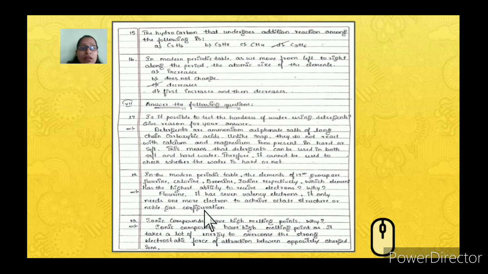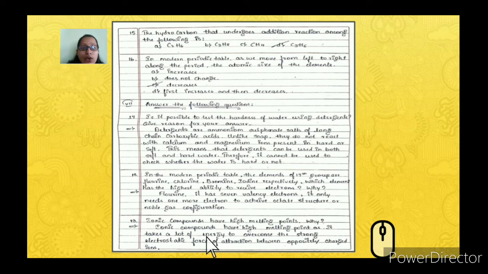Next question: in the modern periodic table, the elements of group 17 are fluorine, chlorine, bromine and iodine. They are also known as halogens, and they are capable of producing salts. Which element has the highest ability to receive electrons and why? The answer is fluorine. It has 7 valence electrons in its outermost shell, so it needs only one more electron to fill the octet and achieve the noble gas configuration.